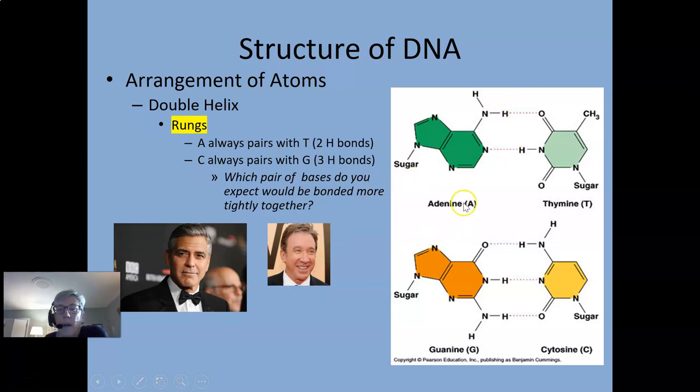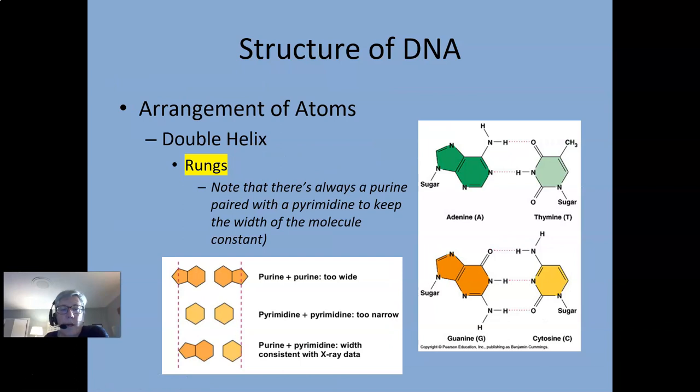But anyway, so A and T are going to base pair with two hydrogen bonds, and G and C are going to base pair with three hydrogen bonds. All right, and there's always going to be a pyrimidine with a purine, and this is something they figured out from looking at their model.